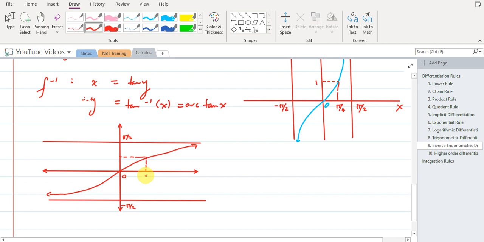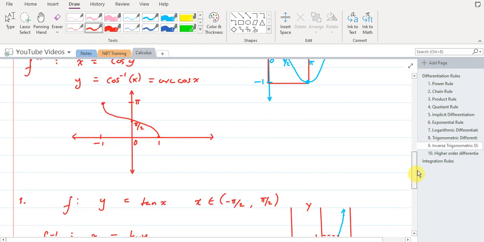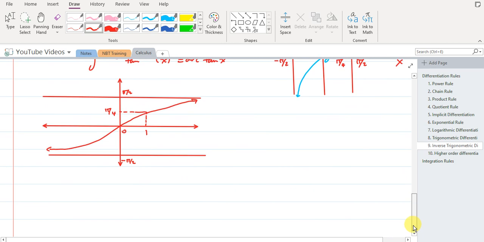So this is 1 and that should give you pi by 4. Yes. Now let us find the derivatives of each of these. The derivatives of these three functions are given by implicit differentiation. It's not the case that you only get arc sine, arc cos, arc tan. You can also get arc sec, arc cosec, and arc cot. But for now, let us focus on arc sine, arc cos, arc tan.